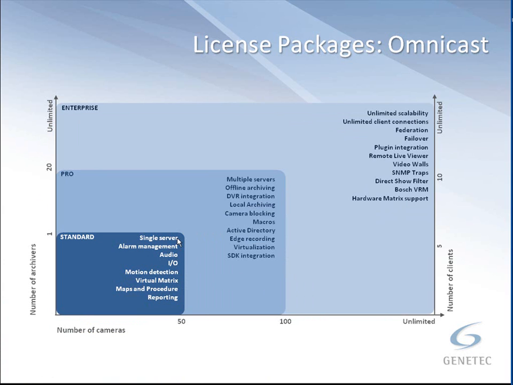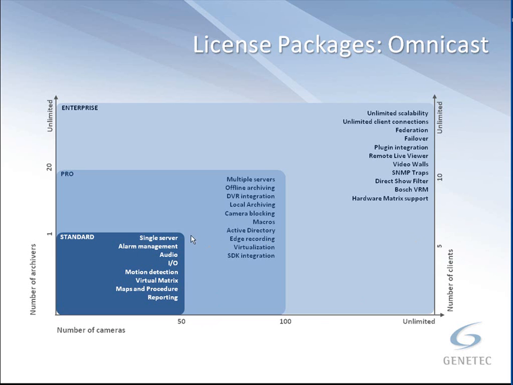The Standard package is for a single server. It includes the basic license options such as alarm management, audio support, and HTML maps. Since it's for a single server system, it only comes with 1 archiver, gateway and virtual matrix license for the directory server, and 5 client connections. This can be used for a maximum of 50 cameras.